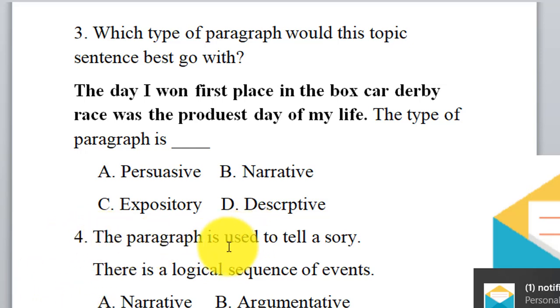Question number 4. The paragraph is used to tell a story. And there is also what? A logical sequence of a story. A very clear question. A story, which means narrating of a story, someone's biography, and the paragraph should be developed in a kind of sequence, a logical sequence.